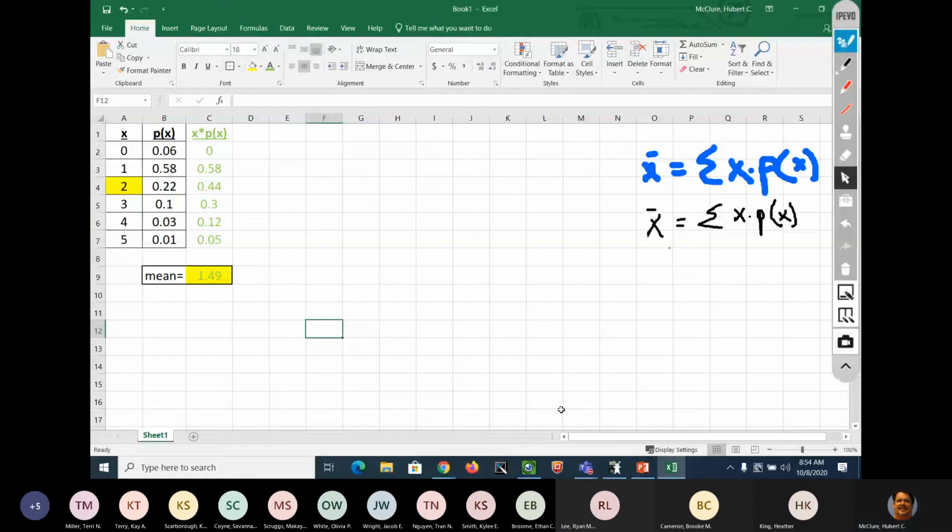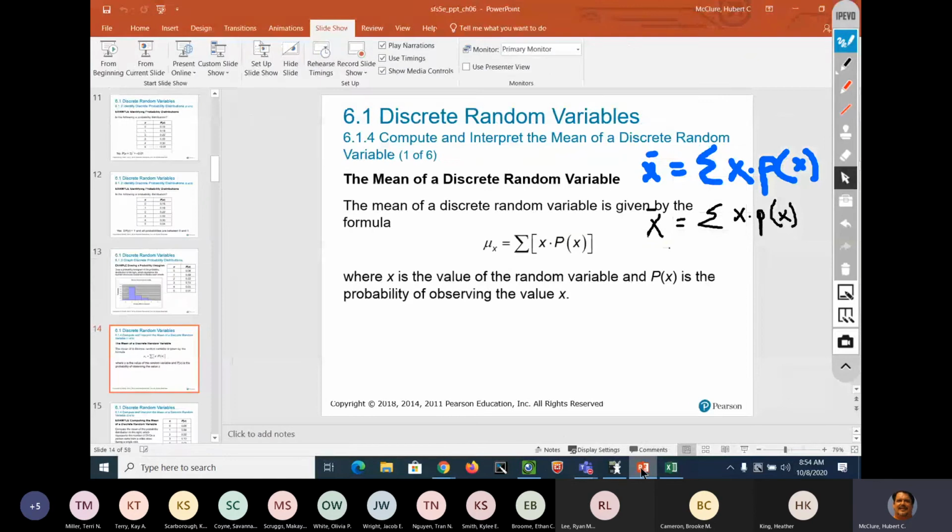Okay. Now, if that was 1.3, then it would be 1. Since it's 1.5, I'm going to give it the benefit of the doubt and say 2 is your mean children. Now, we're going to find the standard deviation next. But we're going to go back to the slides, and I'm going to shut her down after that.